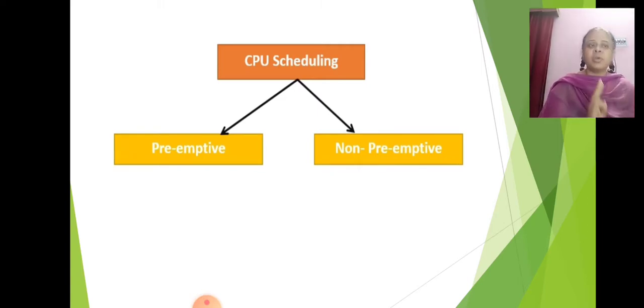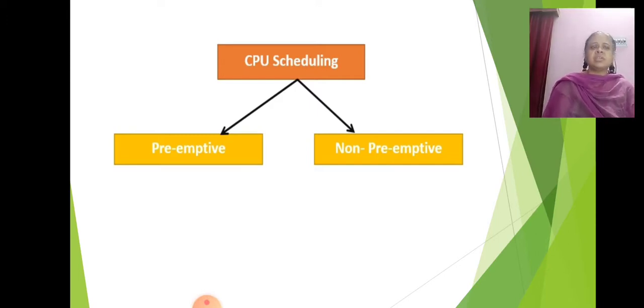Now there are four conditions. For situations 1 and 4, there is no choice of scheduling. What was the first condition? When a process switches from the running state to the waiting state. Situation 4 is when a process terminates. So for situations 1 and 4, there is no choice in terms of scheduling. A new process, if it exists in the ready queue, must be selected for execution.